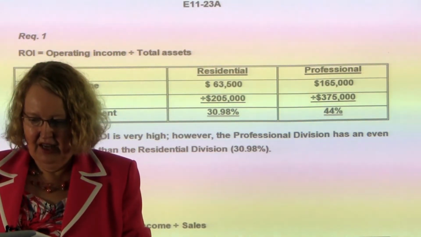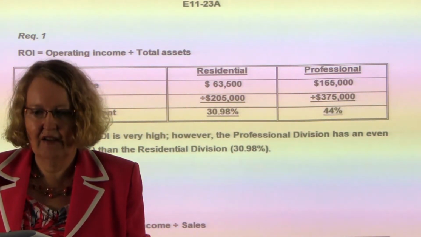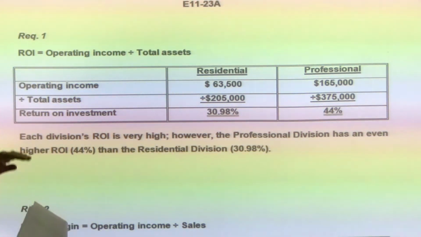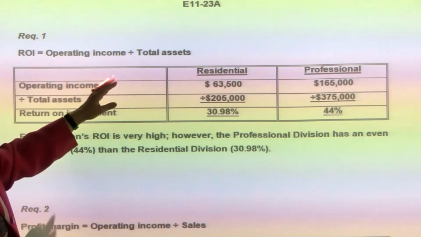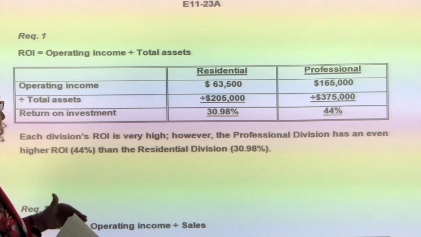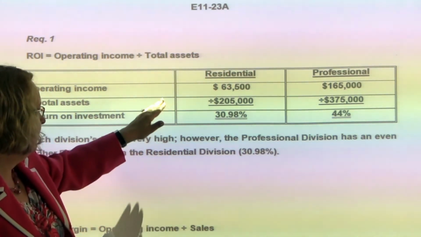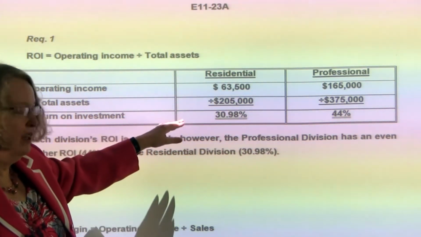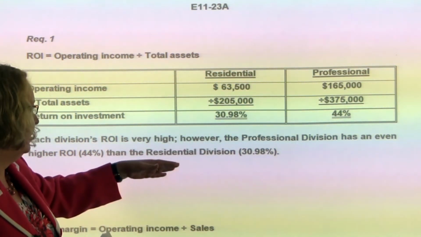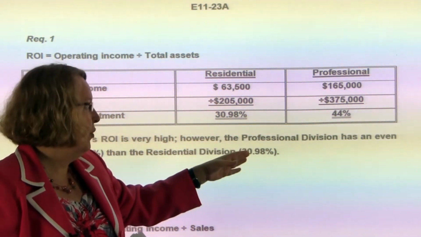So in 11-23, requirement 1 is asking us to calculate each division's ROI, return on investment. So your return on investment, the formula is here, it's operating income divided by total assets. So the assets are your investment in the company. So operating income for residential is $63,500 divided by the assets will give you a return on investment of 30.98. And then you do the same calculation for professional. So here you see the return on investment is higher, significantly higher for professional.